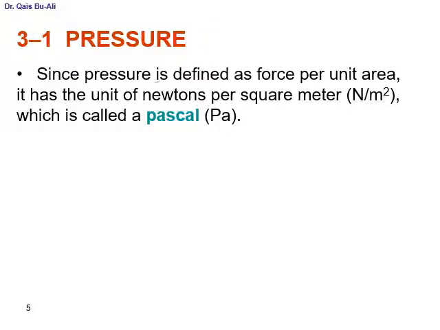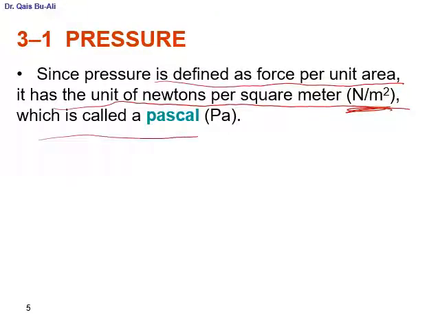Now we know that since pressure is defined as force per unit area, it has the unit of newtons per square meter, Newton per meter squared, which is called Pascal. So Newton per meter squared is called Pascal, and this is the unit of pressure in the SI system of units.